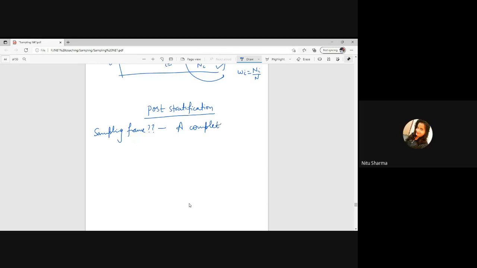Sample. It is for population. So this is a complete and up to date list of sampling units. What is the meaning of sampling units?